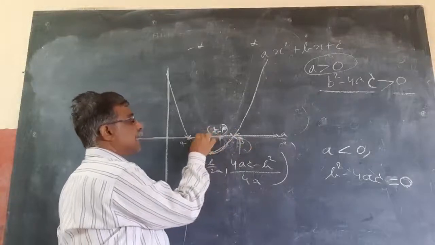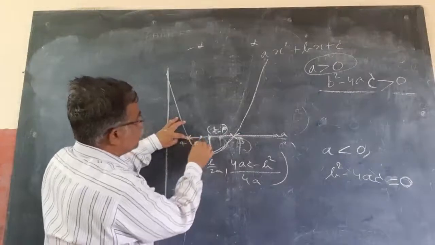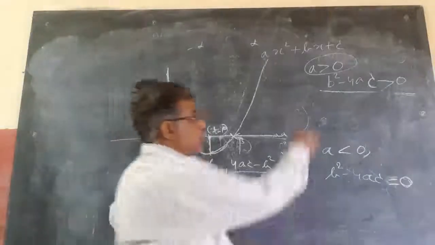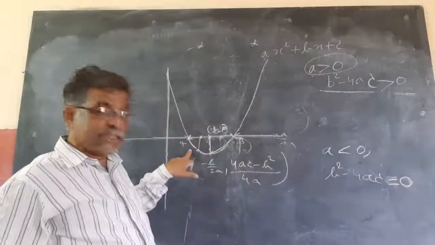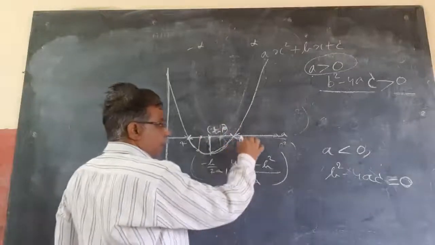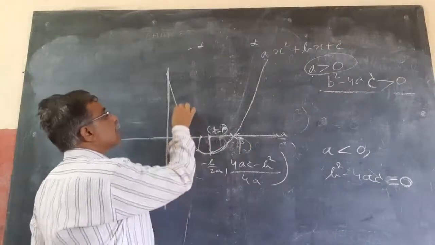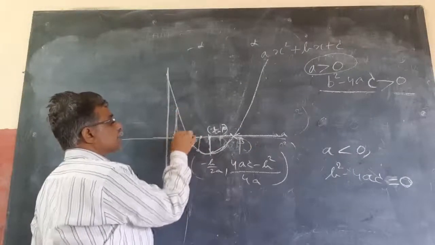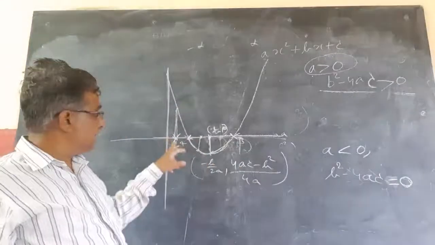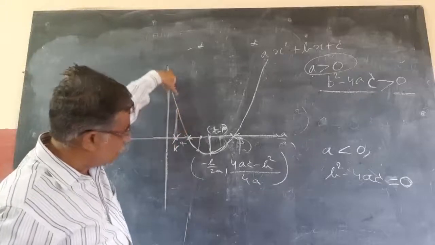Now, when x lies between alpha and beta, wherever it may be, what is f of x? Observe, if it is here, f of x is below the x-axis, means negative. So for a greater than 0, f of x is negative. If x does not lie between alpha and beta, means x is somewhere here, let it be some k, then f of x is above the x-axis. So all these points are above the x-axis.